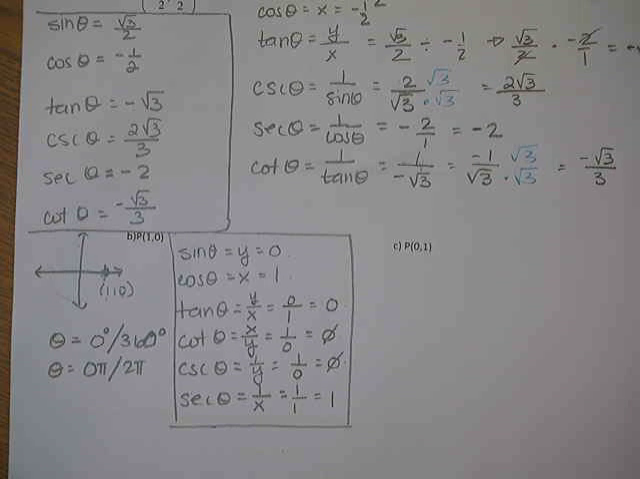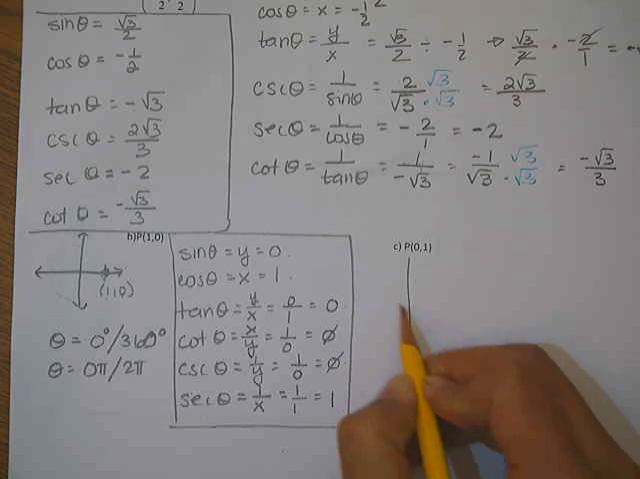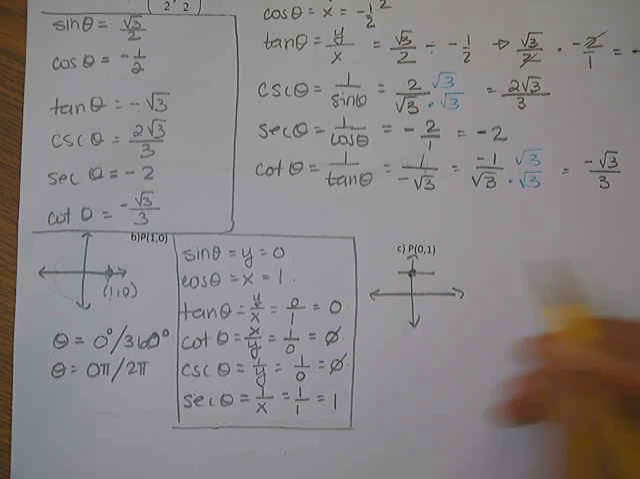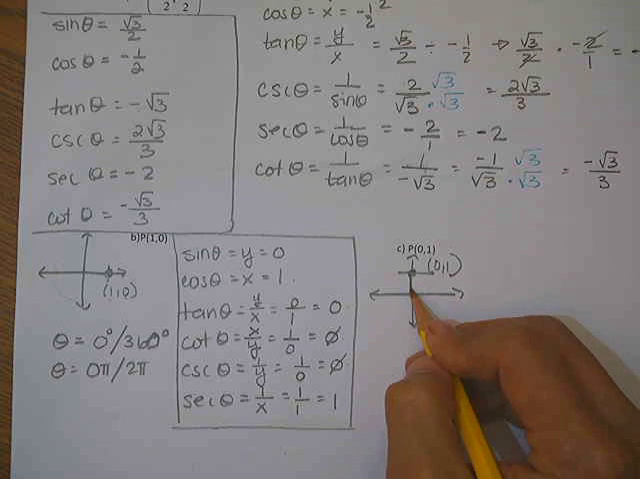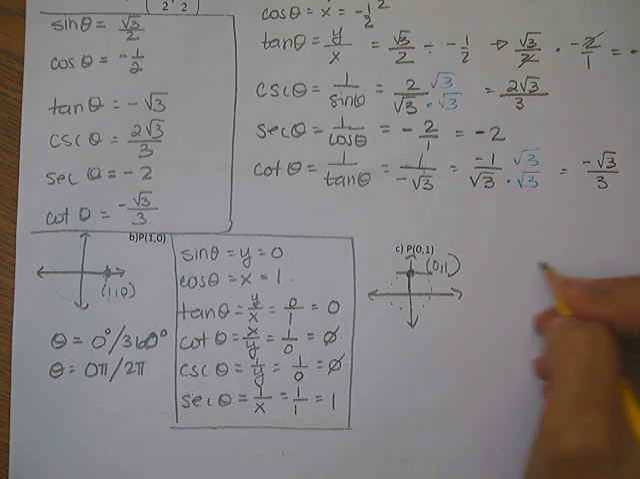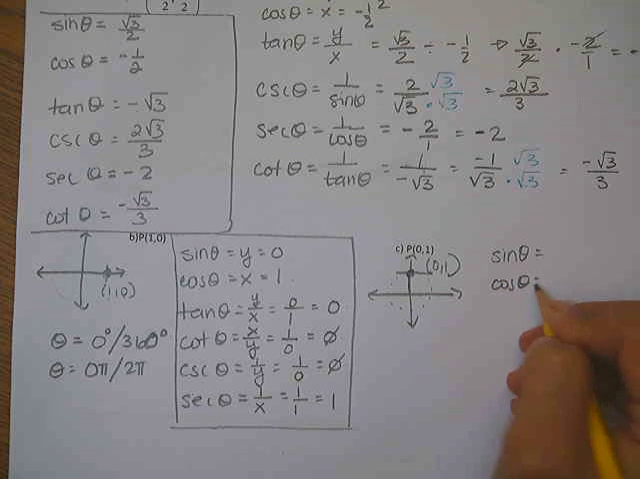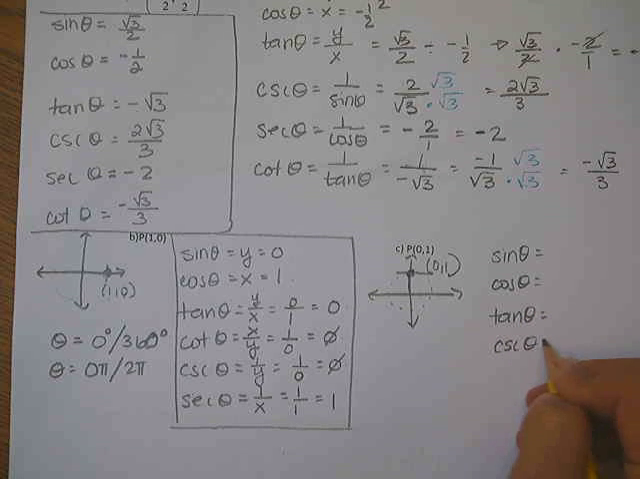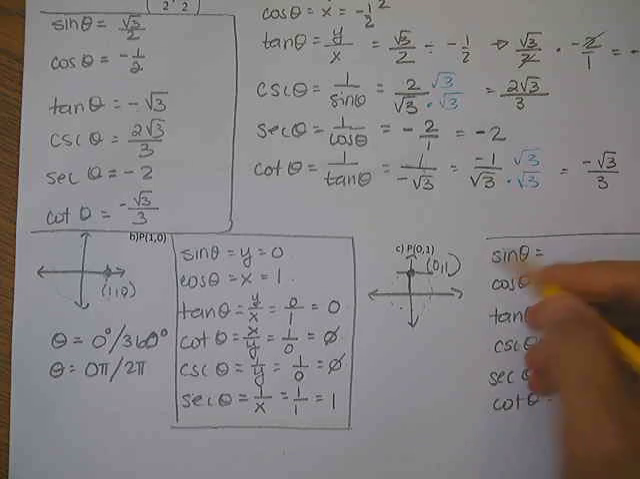So let's go on to the next one. The next one is I'm going to have a point at 0 comma 1. The first thing I'm going to do is plot it out. When x is 0, y is 1, so here's that dot. Okay, so this is 0 comma 1. Well, here's a circle. As you know, the radius is still 1 unit. So we're going to write down all of our 6 trig functions: sine of theta, cosine of theta, tangent of theta, cosecant of theta, secant of theta, and cotangent of theta. Okay, box this up.